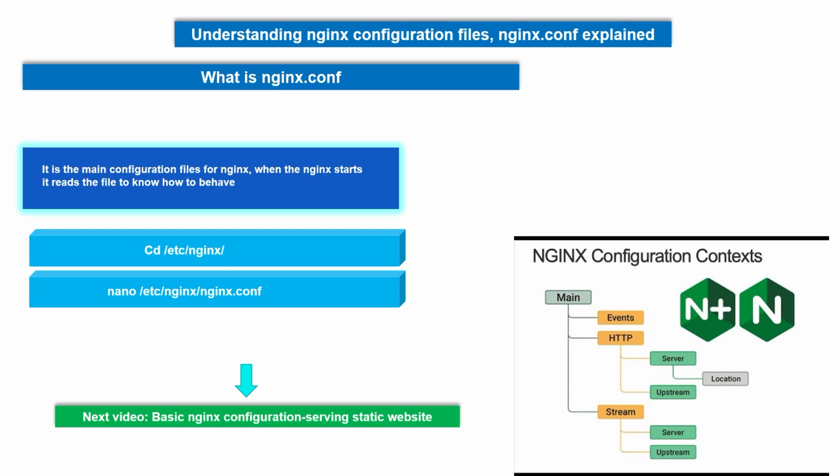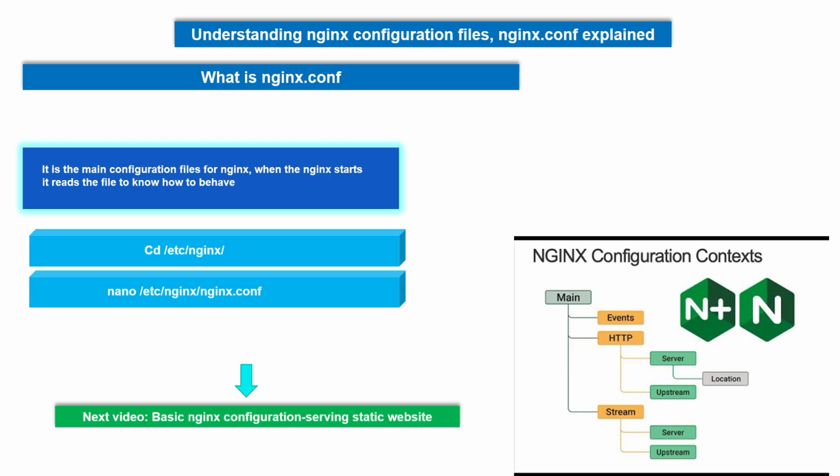Today we will understand Nginx configuration files: nginx.conf, and also sites-available and sites-enabled, explained. Now, what is nginx.conf? Nginx.conf is the main configuration file for Nginx. When Nginx starts, it reads this file to know how to behave.